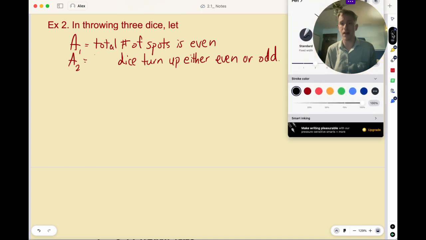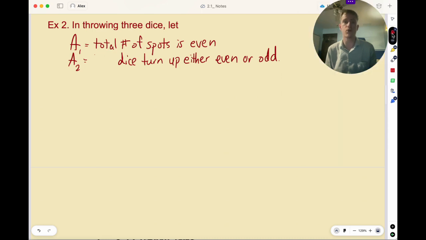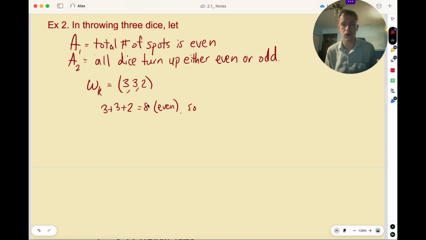If you decided that they are the same, then you should be able to enumerate all the possibilities of A1, all the possibilities of A2, and show that they're all identical. If not, you should come up with a counterexample. And there are many of them, but we'll say omega k is going to be 3, 3, and 2. Clearly 3 plus 3 plus 2 is 8, which is even. So we say that omega k is an element of A1.